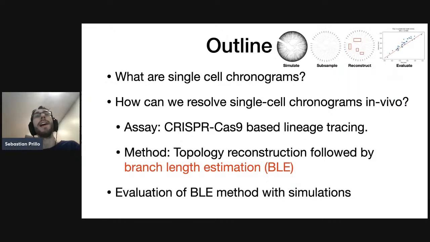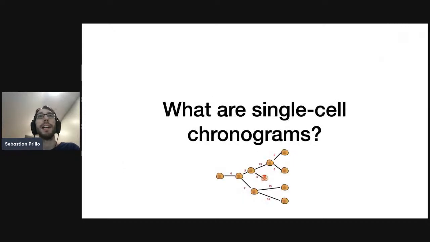And finally, I will talk about how we evaluate these methods through extensive simulations, and also how we find out in which ways they can still be improved. So let's dive right in.